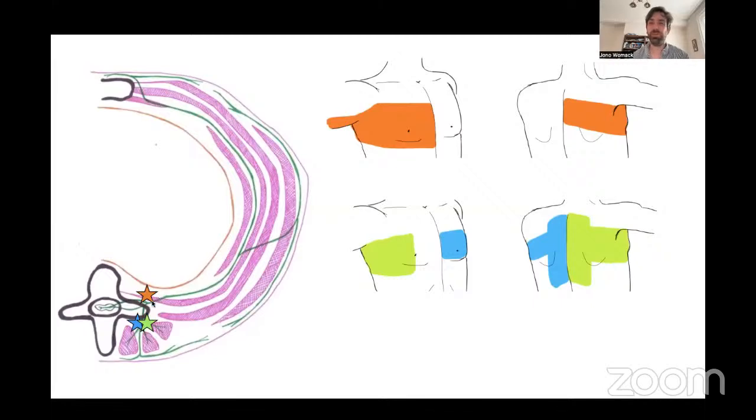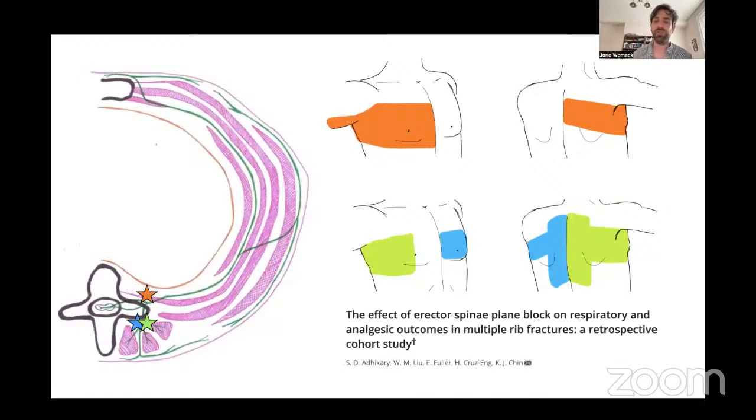And it might be that actually the block in rib fracture patients works in a combination of ways. So some of it spreads along above the rib in the serratus plane. Some of it spreads into the fracture site itself, and some of it spreads to the paravertebral space. So there might be multiple mechanisms, which explains why sometimes you don't get the same cutaneous block, but you get analgesia for rib fractures.